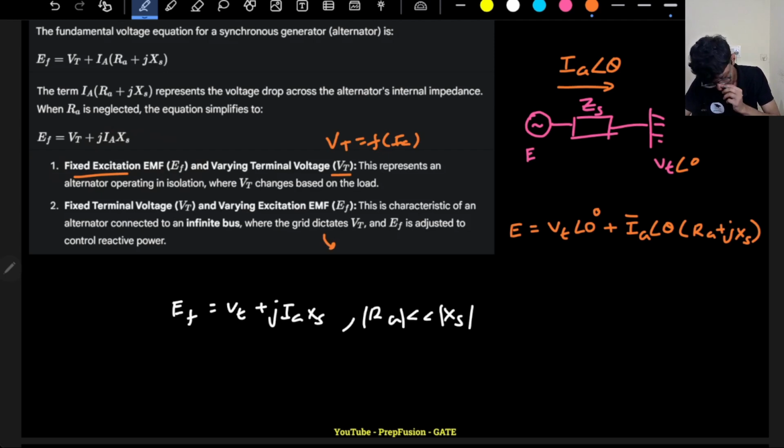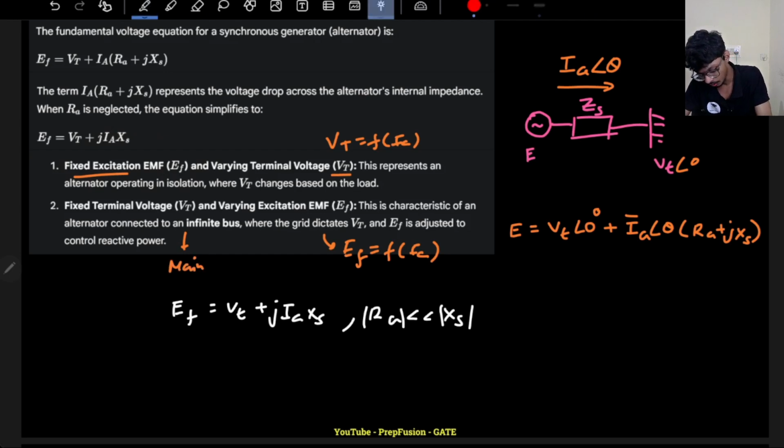And here, we have fixed terminal voltage and we want to plot E_f as a function of Ia. This is generally what we study, the main one. Why? Because I already told you that our terminal voltage is generally fixed, since it is coming from the infinite bus. But the other can be extremely helpful if you want to analyze an isolated system.